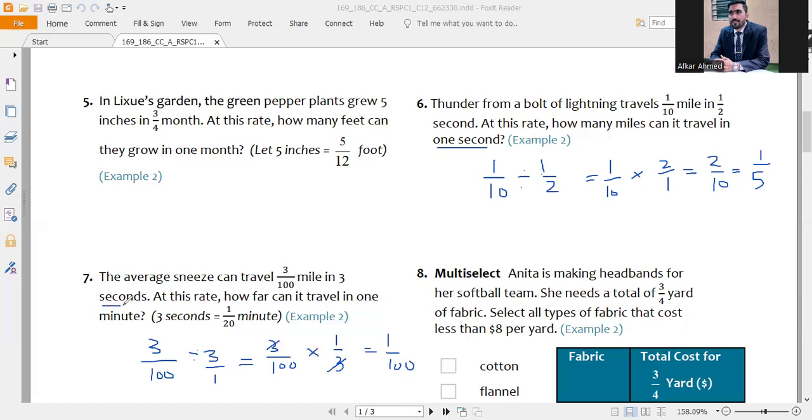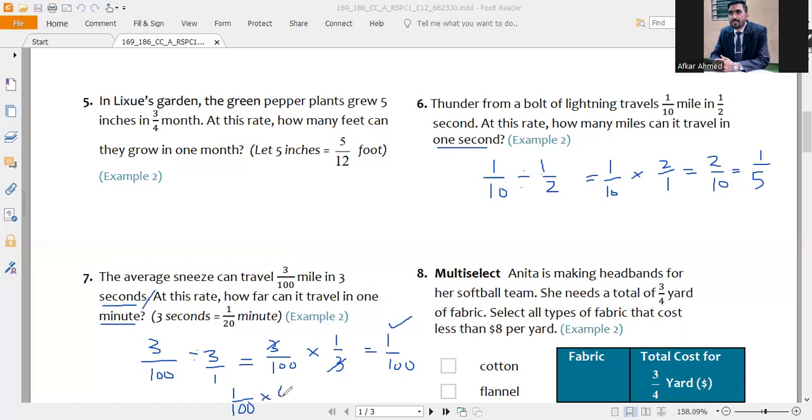If you look at it, until here we did it. Now the next part of the question: he's saying at this rate, meaning the rate that you found, 1 over 100, how far can it travel in 1 minute? First he was talking about seconds, now he's talking about minutes. So if we want to convert seconds to minutes, we have to multiply the given rate by 60. So I will multiply it by 60.